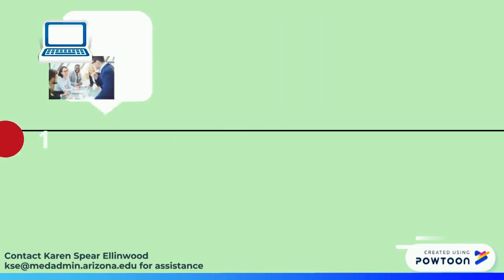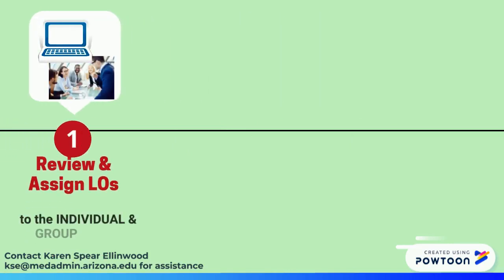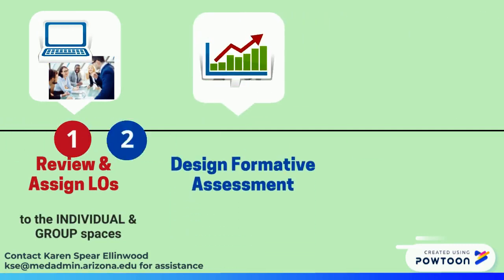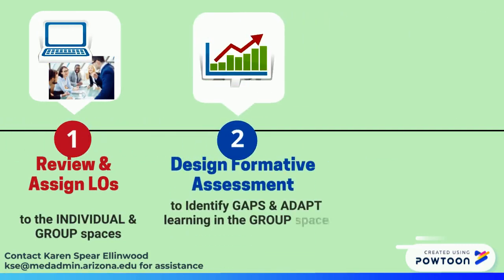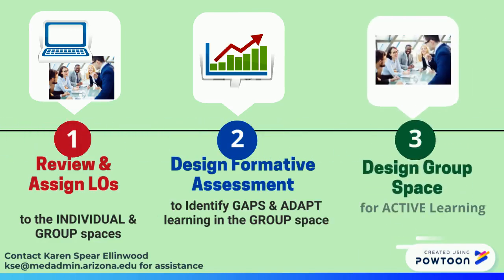So that's the basic structure of flipped learning. Start by reviewing and assigning learning objectives to the individual and group spaces using Bloom's taxonomy. Design formative assessment to identify gaps and help adapt learning in the group space. Design the group space for active learning.